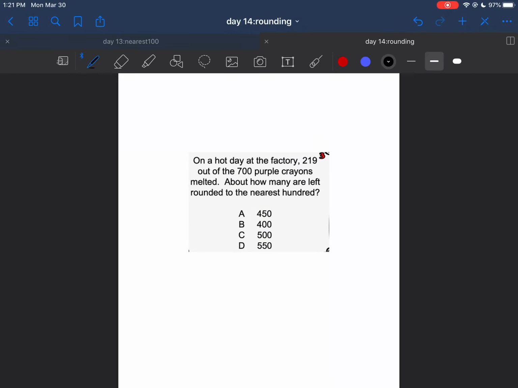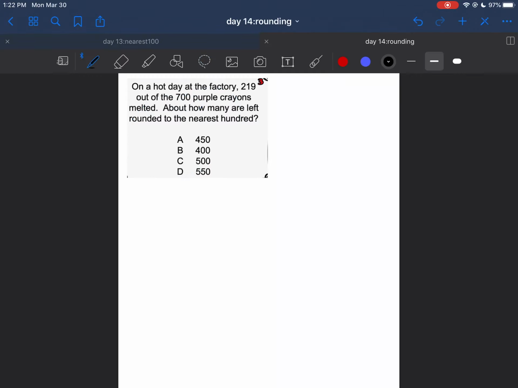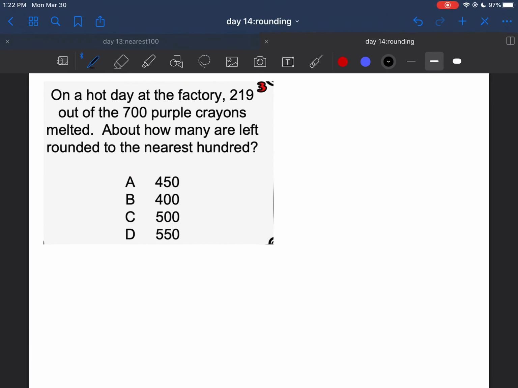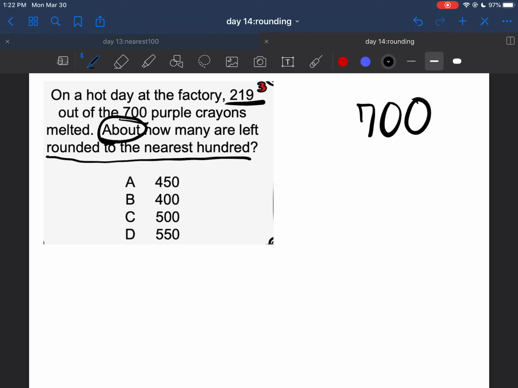All right, we're going to do one more together and then you're going to be on your own, okay? All right, so the problem says, on a hot day at the factory, 219 out of 700 purple crayons melted. About how many crayons are left? Rounded to the nearest hundred. So again, we're rounding to the nearest hundred. We know that we have 700 crayons, and 219 of them melted.